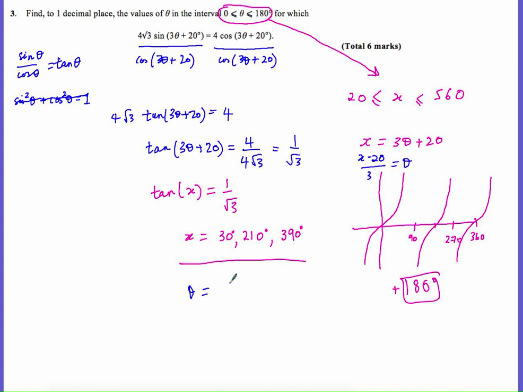And I get 10 over 3. I get 190 over 3. I get 370 over 3. Or if you want, there's decimals to one decimal place, because that's what it asks for. 3.3, 63.3, 123.3. Hunky dory.